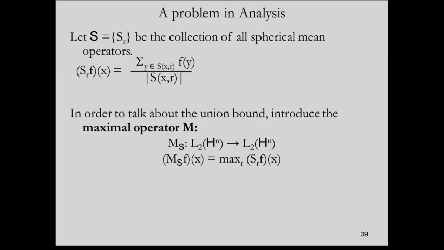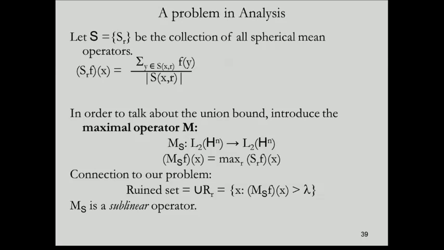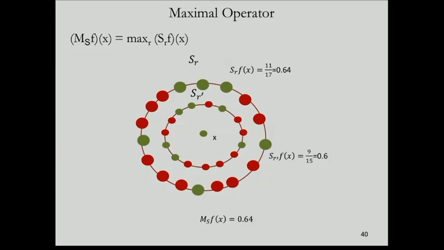Let me first show you the picture. Assume now we only had 2 spheres, which is not the case. Let's say this is x. This is one sphere around x. Red is where the function is 1, and green is where the function is 0. The average of the value of the function on the first sphere would be 0.6. The average on the second sphere would be 0.64. If you take the maximum of those two, it is 0.64. So the maximal operator looks at every possible radius and takes the maximum average of the value of the function on the sphere.